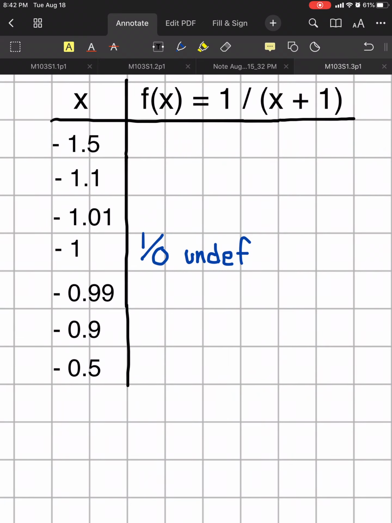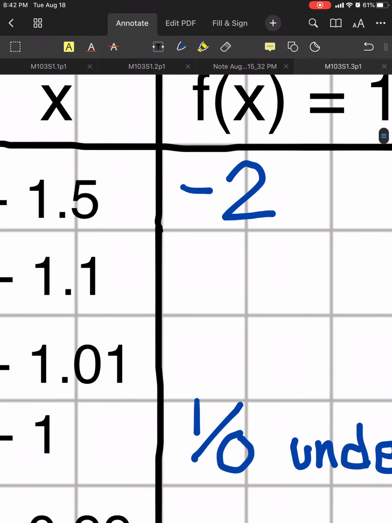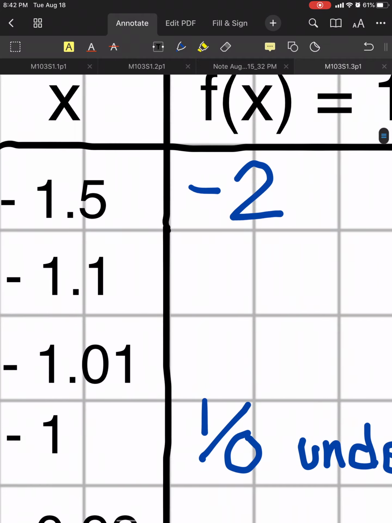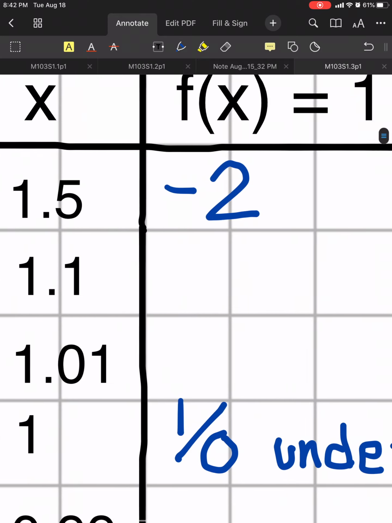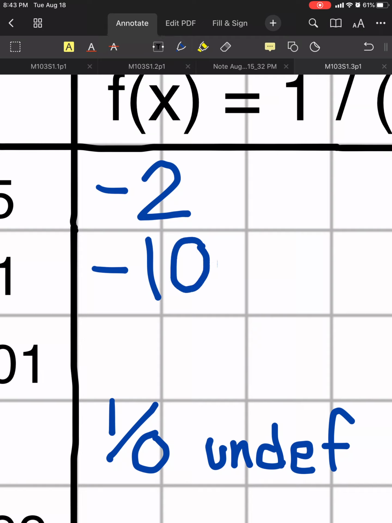Now, if we fill in these others, we get things that are a little bit different. So let's go ahead and try that. Let's start with -1.5. If I plug in -1.5 into x, I get -0.5 on the bottom. 1 over -0.5 winds up being -2. If I do the same thing for -1.1, I get 1 over -0.1, which gives me -10. And if I get even closer in there to -1.01, you'll see I get -100.